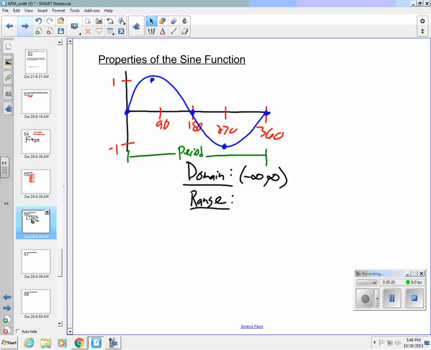So the range: look at the y values. It goes up as high as 1. It goes down as low as -1. It's bounded. There's an upper and a lower bound for the function. It doesn't ever go above 1 or below -1. So that defines our range. It's always between -1 and +1.